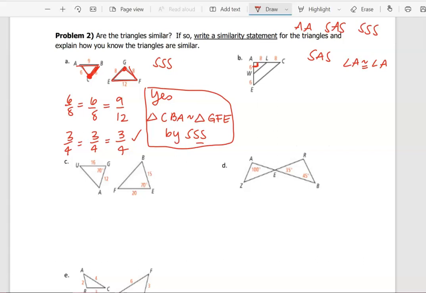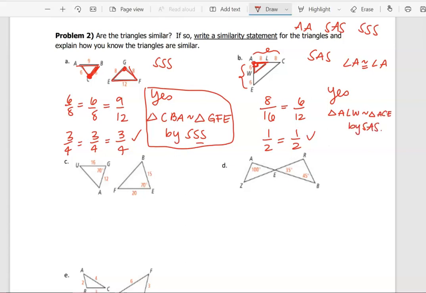Okay, so I need to set up corresponding sides. So 8 here corresponds to this whole side of the bigger triangle, 16. 6 over here, that little triangle, corresponds to 12 of the bigger triangle. And we reduce these, amazing. So we can say yes, and I'm going to start with A and then go to the right. Triangle ALW is similar to triangle ACE by side, angle, side. Okay, we can write our similarity statement.